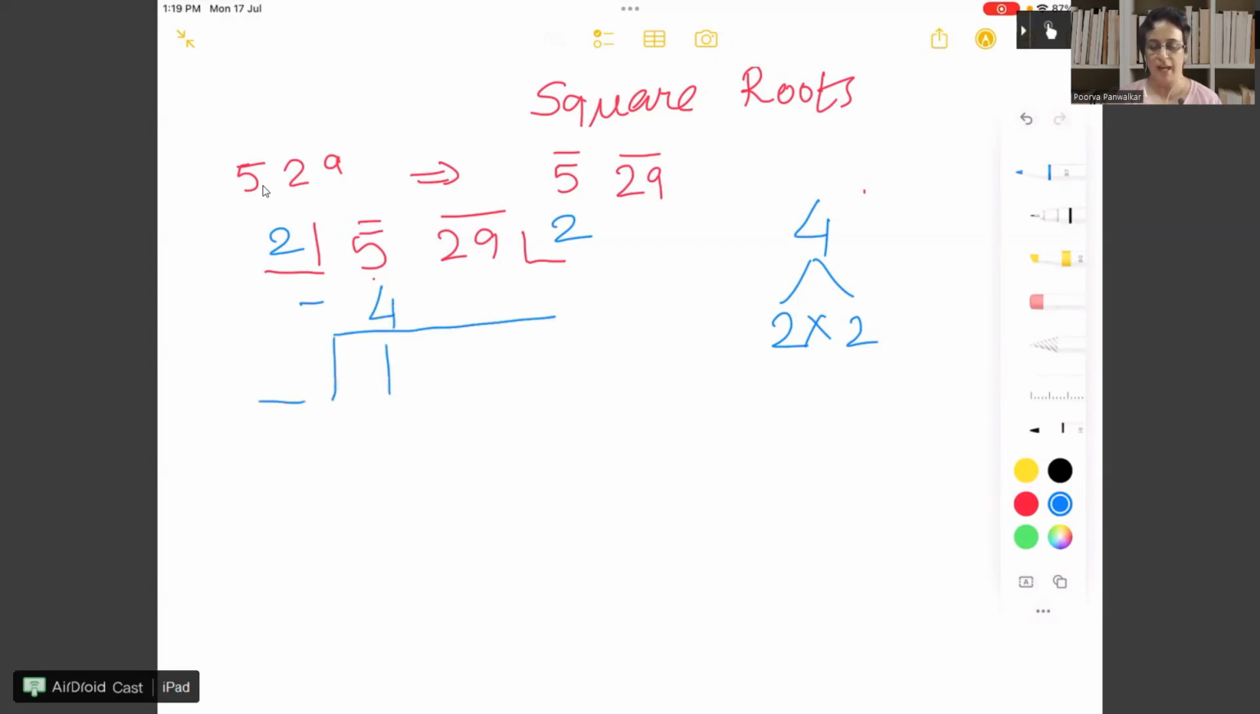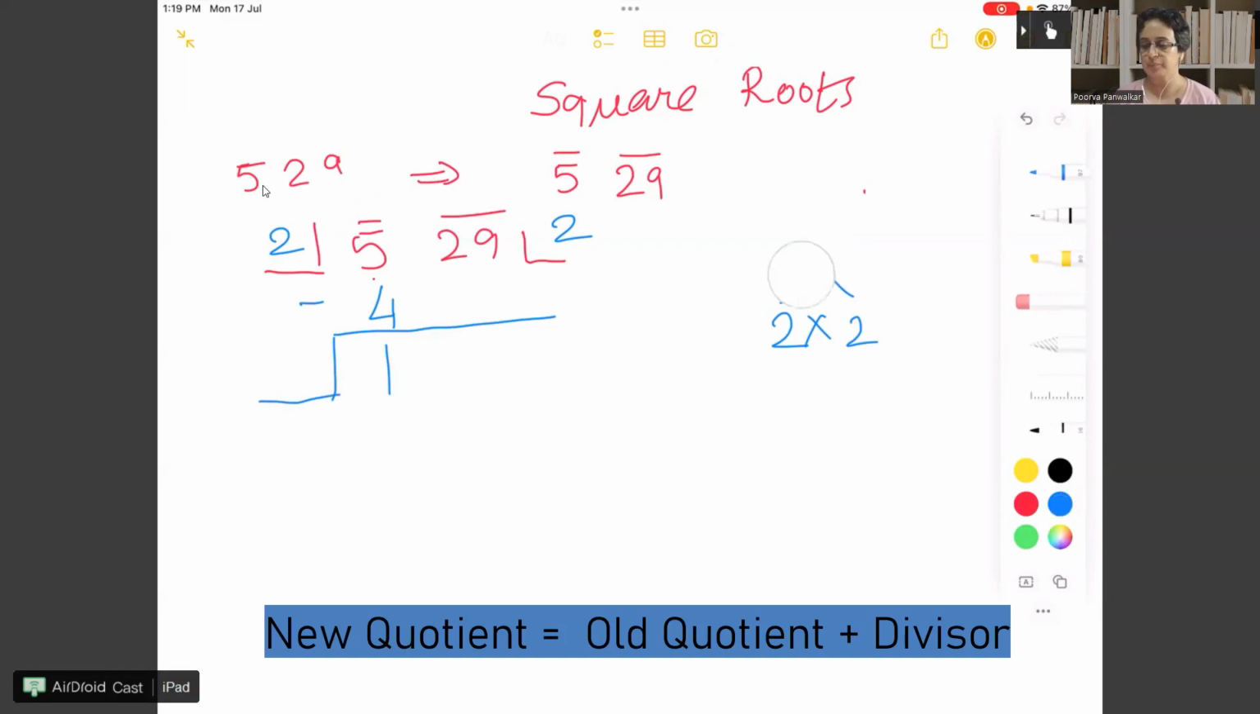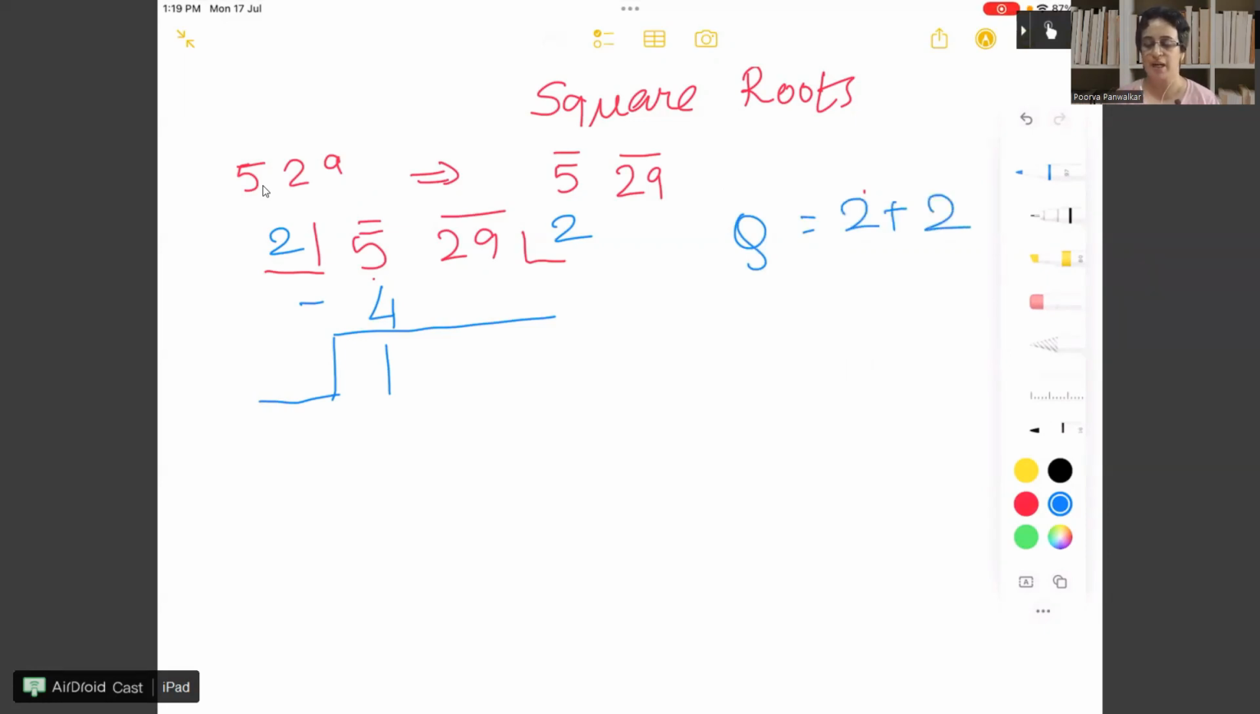Now, when I proceed, a small step to remember is to get the new divisor: I add my old quotient to the divisor. So here, my new divisor is 2 plus 2, which comes out to be 4. Obviously, I cannot divide 4 by 1, so I take down the next group, which is 29, as it is.